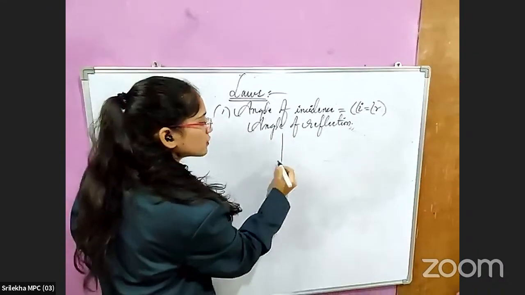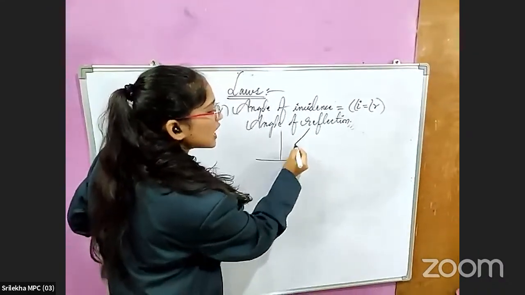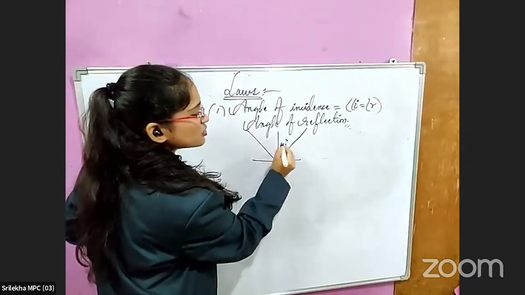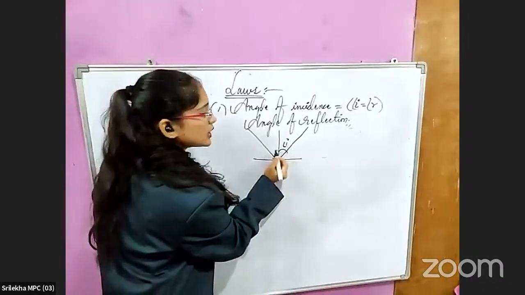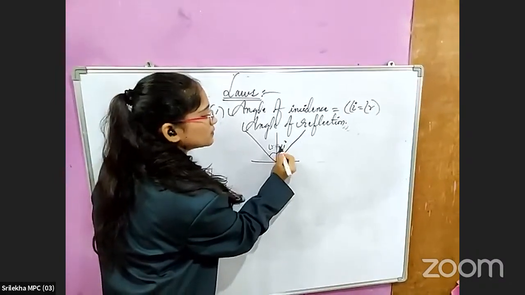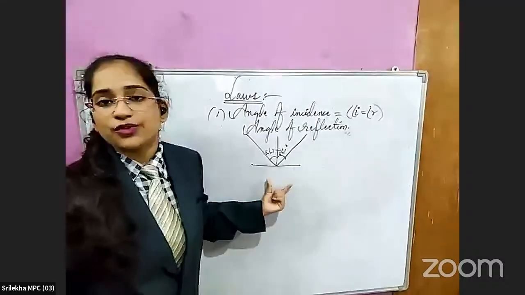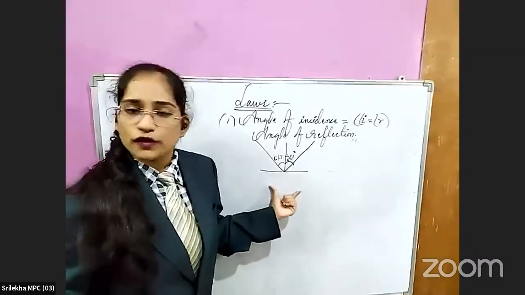Now, let us see the figures. What I mean to say is the angle with which the ray is incident and the angle with which the ray is reflected will be equal, always. These two angles will always be equal. So here is the first law of reflection.